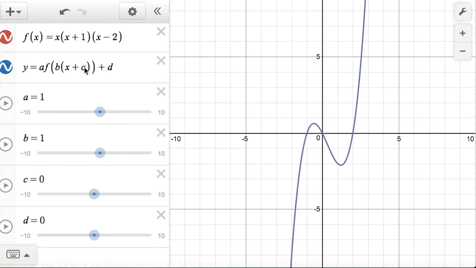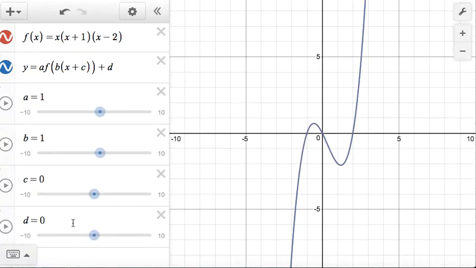So I have here the function f of x is equal to x times (x plus 1) times (x minus 2). And then y is going to equal a times f of b times the quantity (x plus c), plus d. So the first thing we're going to do is adjust the slider on d.